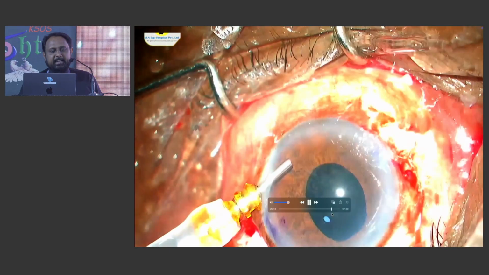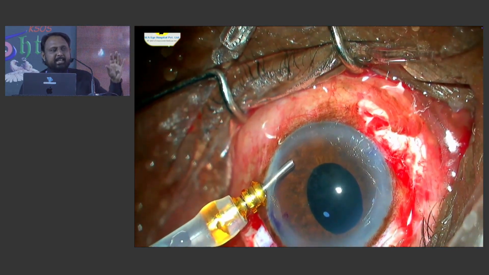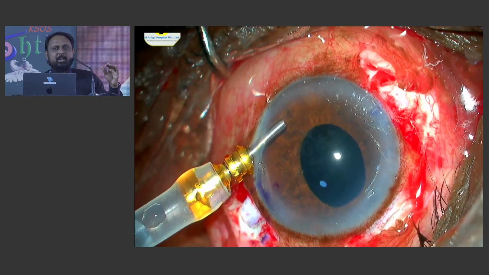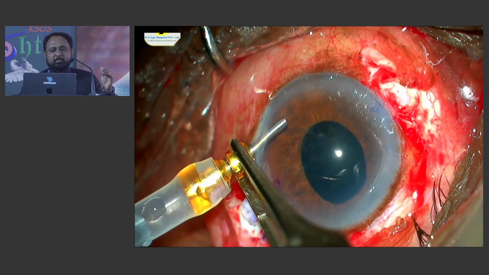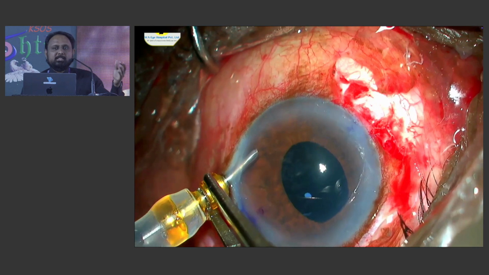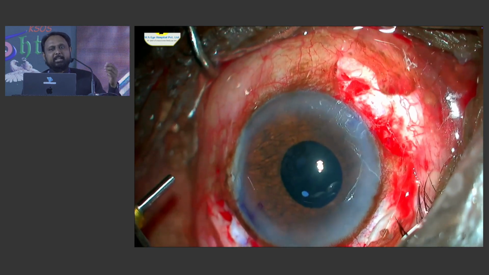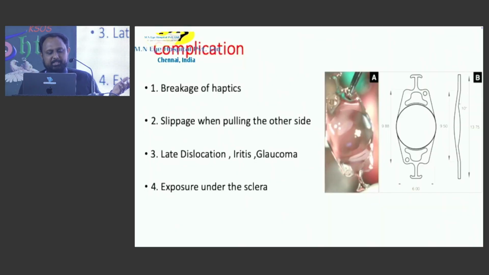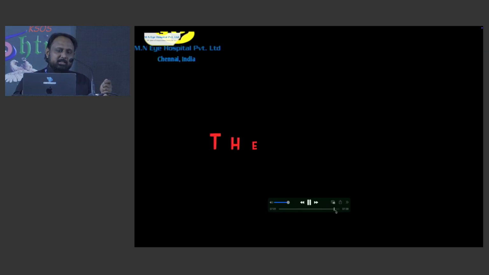As I said, for any secondary IOL, make sure there is no hypotony, and AC trocar is better because otherwise you start using a lot of viscoelastics. The more viscoelastics you put, that goes inside, and that is one of the reasons for secondary glaucoma and iritis for the patients. Complications, yes, we do have complications in any secondary IOL. There can be breakage if you use any sharp instruments. Too much excessive force can break it.